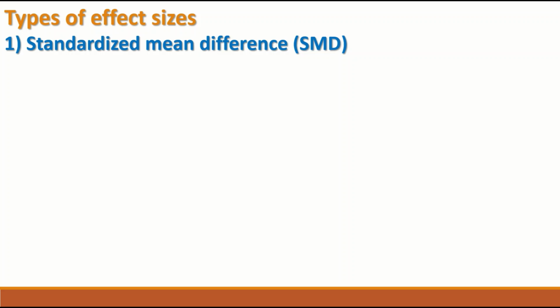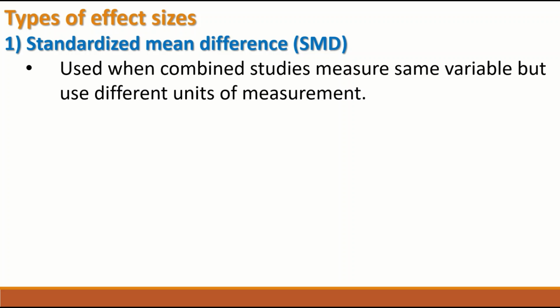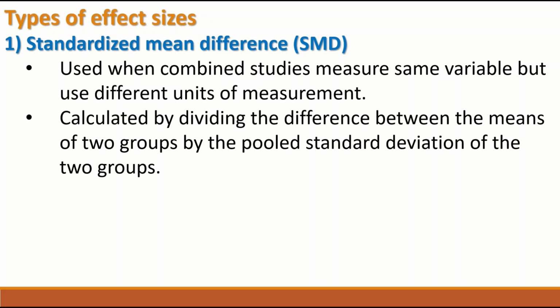So the first type, the standardized mean difference, is used when the combined studies measure the same variable but use different units of measurement. So 2 different studies or 3 different studies, each one of them used a different unit of measurement but the same variable or the same outcome, then the standardized mean difference will be used to determine the effect size. The standardized mean difference is the effect size, and this can be calculated by dividing the difference between the means for the 2 groups by the pooled standard deviation of both groups.